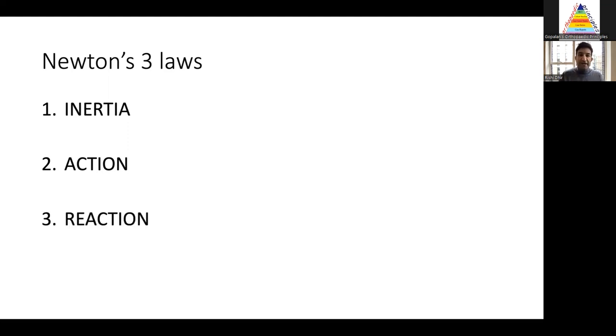And then finally, the law of reaction. Every action has an equal and opposite reaction. So that means that when you walk on the ground, the force of your body is pushing down, but the ground is pushing back up at you. And that's equivalent to the joint reaction force or the ground reaction force, okay? So that's an important concept to understand.